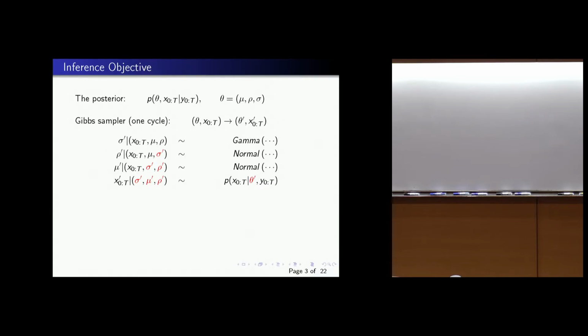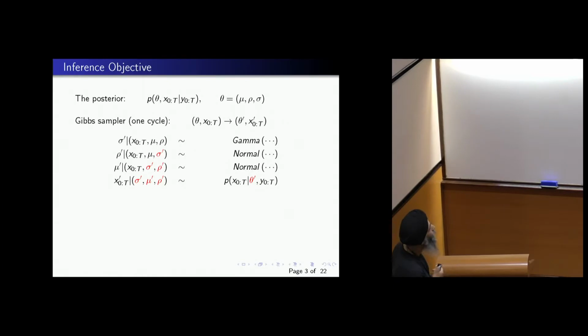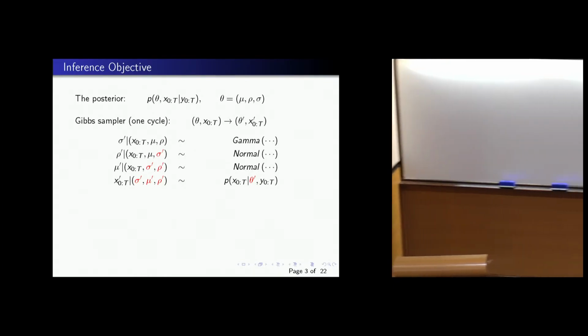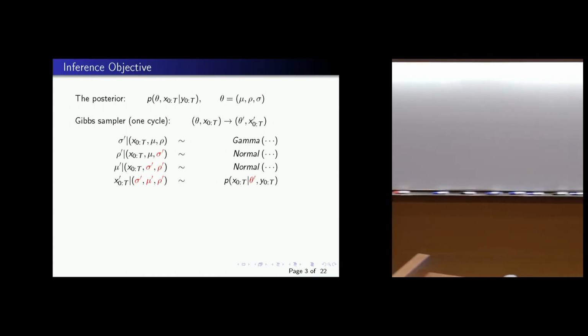It's a gamma distribution with some parameters. And then once you have advanced sigma, I've denoted it in red. So sigma has been advanced, so sigma dash, and then you advance rho to rho dash, and that has a closed form distribution. And that's been advanced, and so now we advance mu to mu dash. And that's normal.